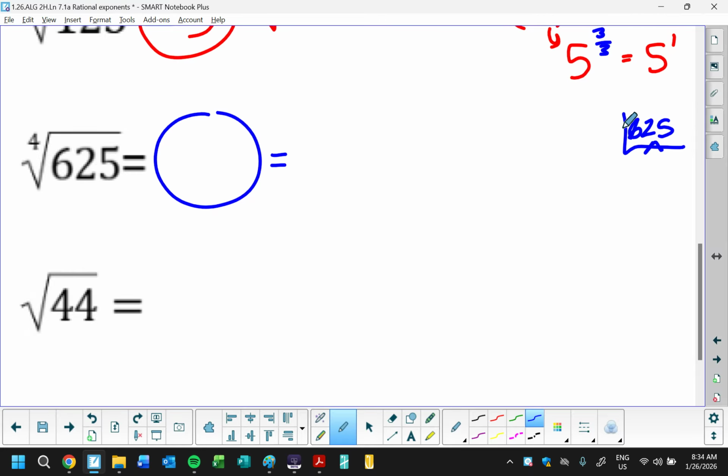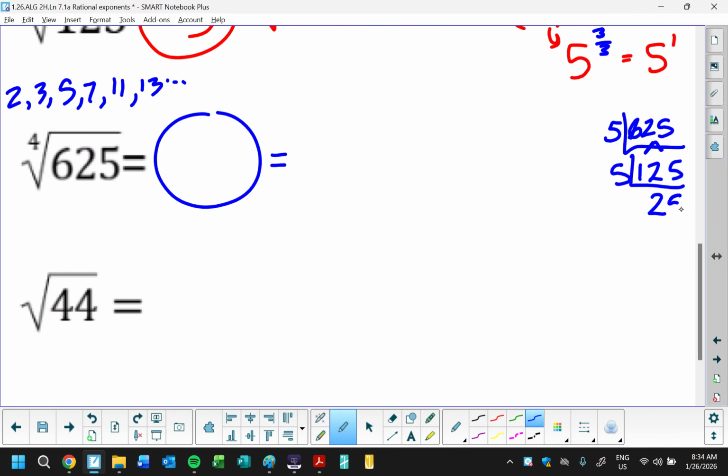Does 2 go into 625? Remember those prime factors, 2, 3, 5, 7, 11, 13. And usually you'll catch them by then. 2 doesn't, 3 doesn't, but 5 does. And 5 goes into this 125 times. Now, is 125 prime or composite? Well, I believe 5 goes into that one. And 5 goes into that 25 times. And you can see ending with a 5 again. 5 will be another factor of this. Oh, would you look at that?